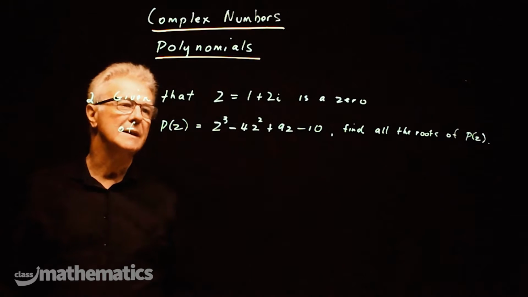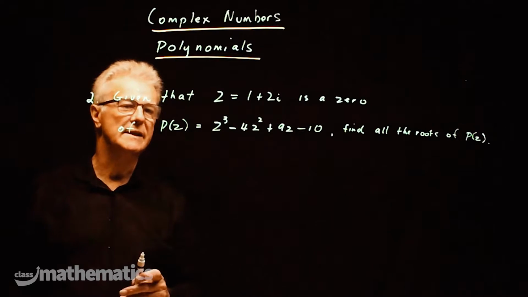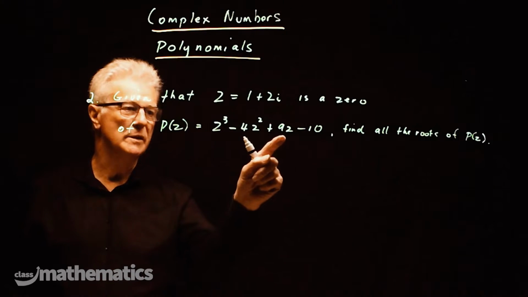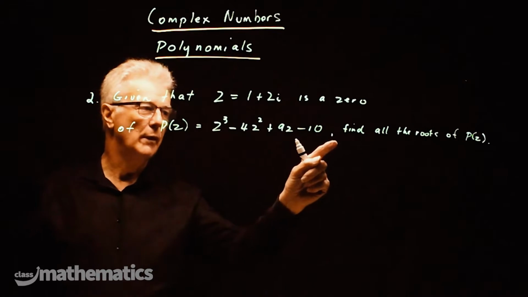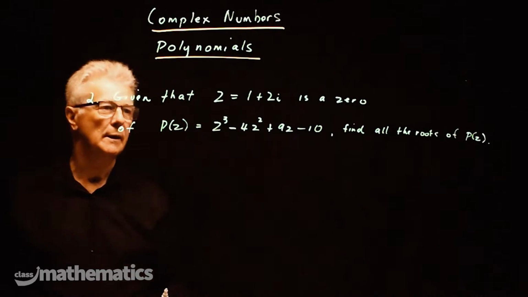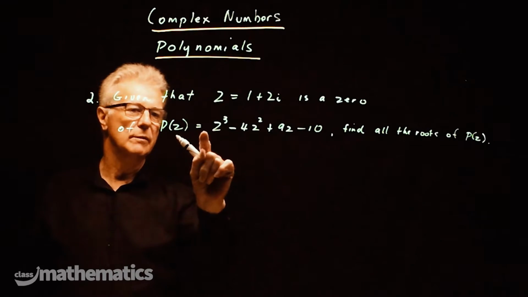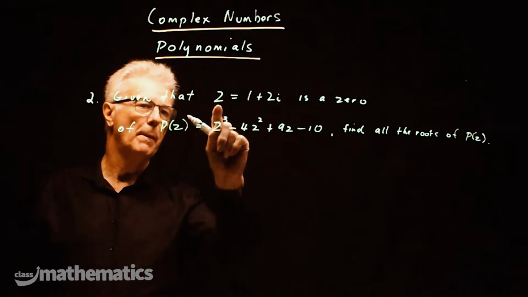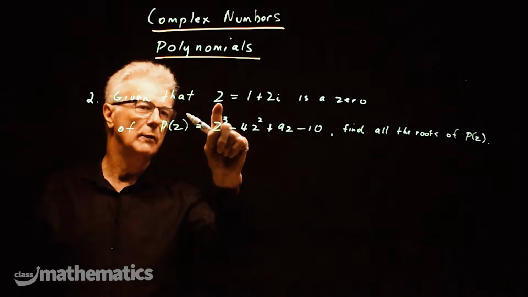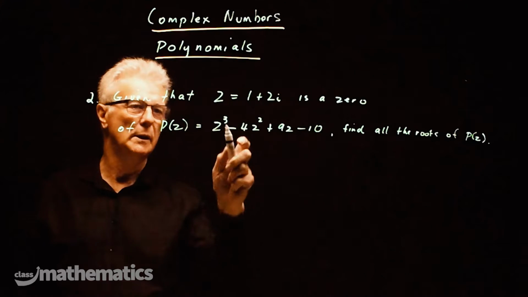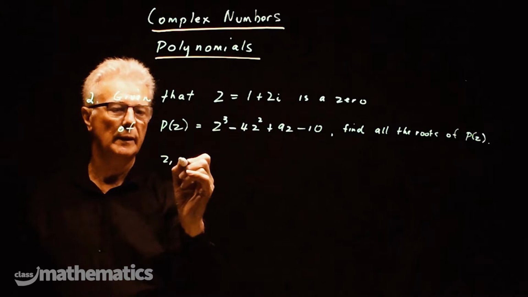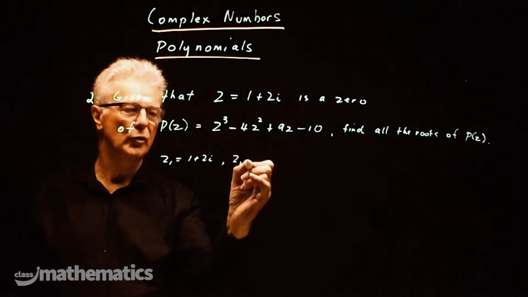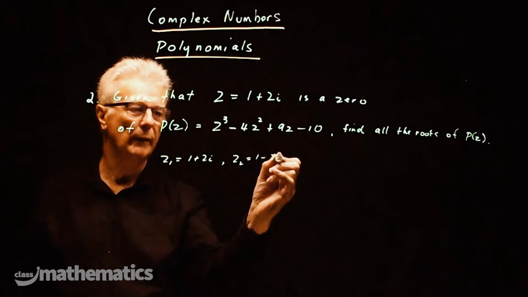Number 2. Given that z equals 1 plus 2i is a zero of p(z) = z cubed minus 4z squared plus 9z minus 10, find all the other roots of p(z). Now, because all these coefficients are rational or real, we can say that there will be another root, which will be the conjugate of this one. So we've got z1 equals 1 plus 2i, then the other root, z2, is equal to 1 minus 2i.